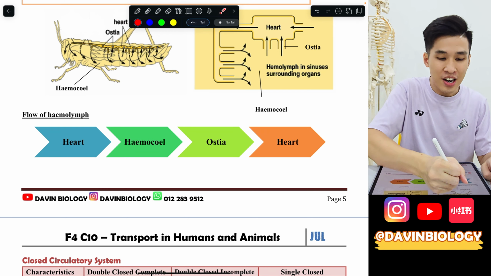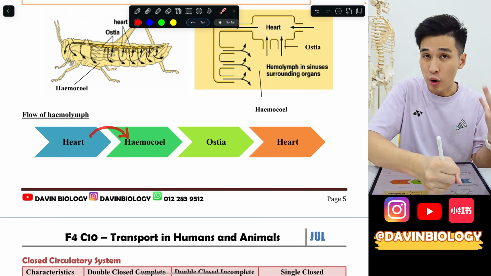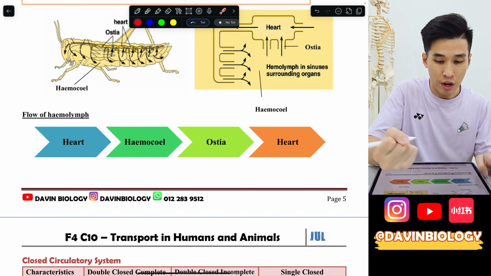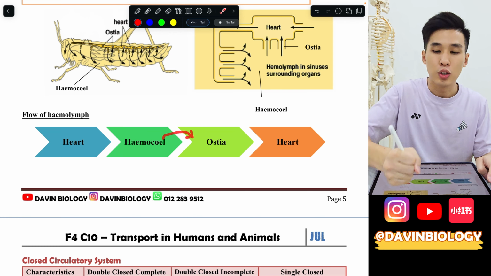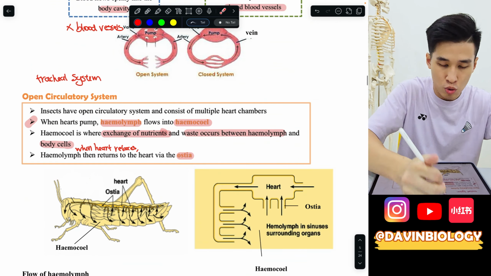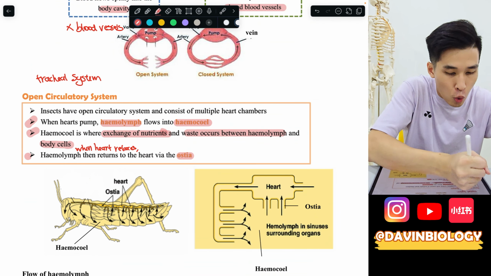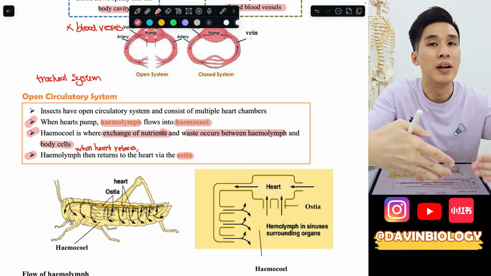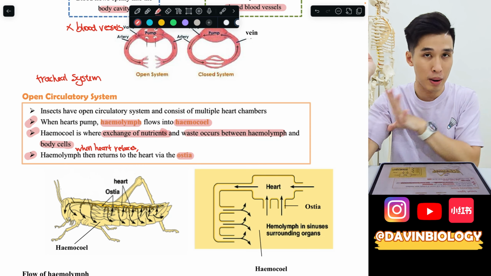Okay, so the pathway is very easy. From the heart, blood goes into the space called the hemocoel. The hemocoel has cells for gas exchange. Then you use the ostia to go back to the heart. That's it for open circulatory system. The most they will ask you is to explain how the open circulatory system works, how the blood is being pumped, like that, 3 to 4 points only.